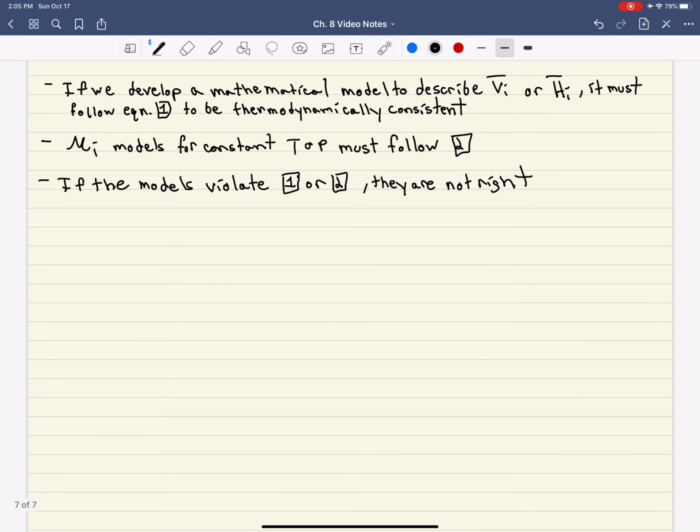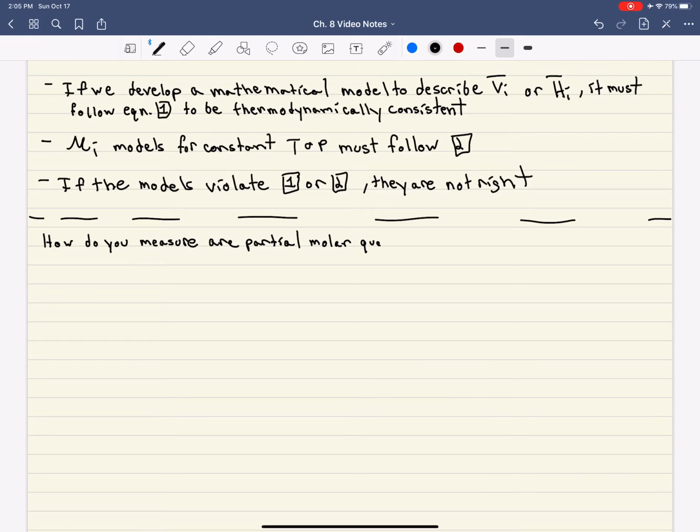The last thing I want to talk about in this video: I kind of talked about these partial molar quantities in the abstract. But once again, all these equations that we've derived, we derived them because we're trying to describe actual physical systems. So for these partial molar quantities, we're going to want to figure out some way to actually measure what they are.